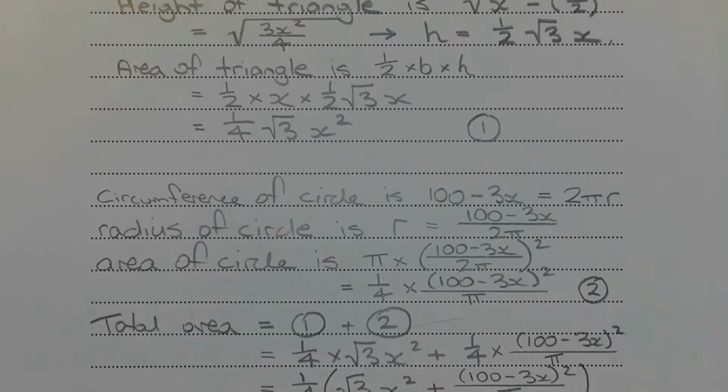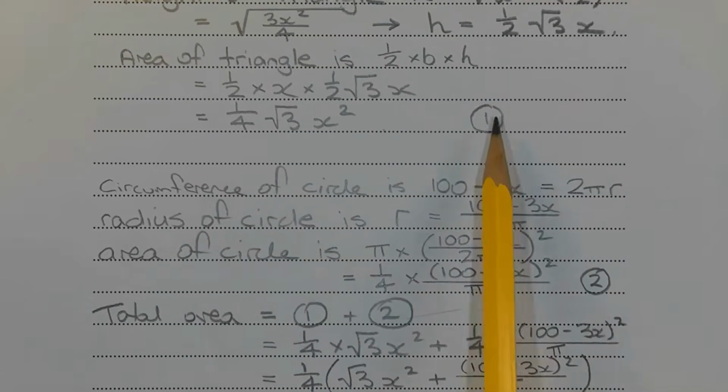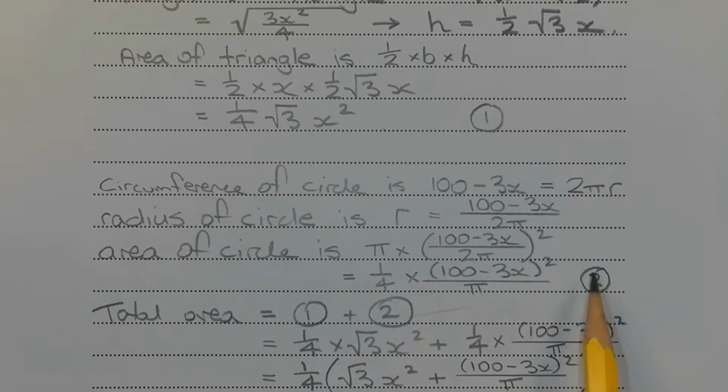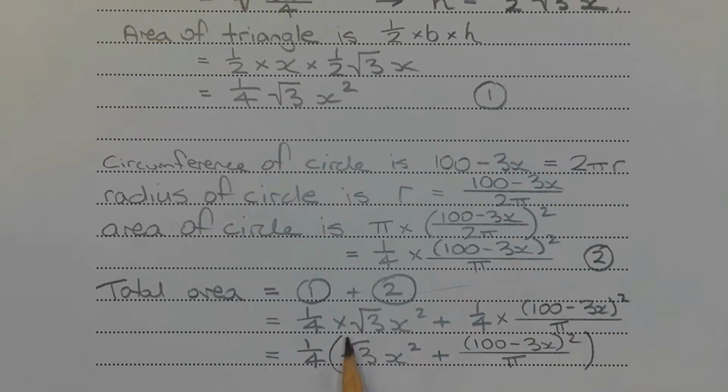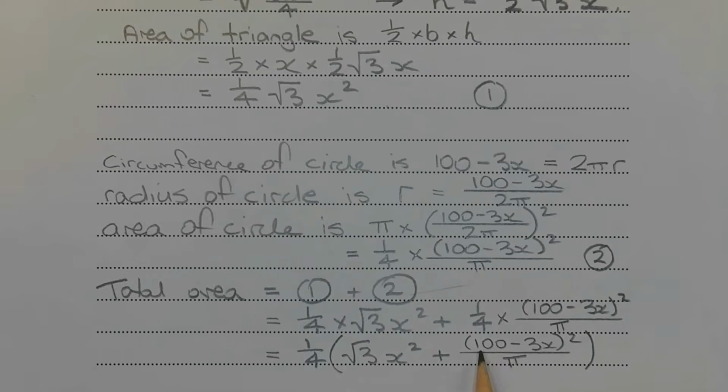To find the total area, we take expression number 1 and add it to expression number 2. So we have 1 over 4 times root 3 times x squared plus 1 over 4 times (100 minus 3x) in brackets squared over pi. Notice that we have a common factor of 1 over 4, which can be factorized out. And we get 1 over 4 times open bracket root 3 times x squared plus (100 minus 3x) in brackets squared over pi, close brackets, as required.